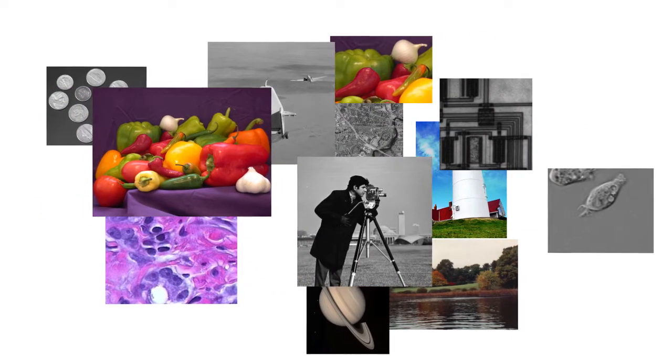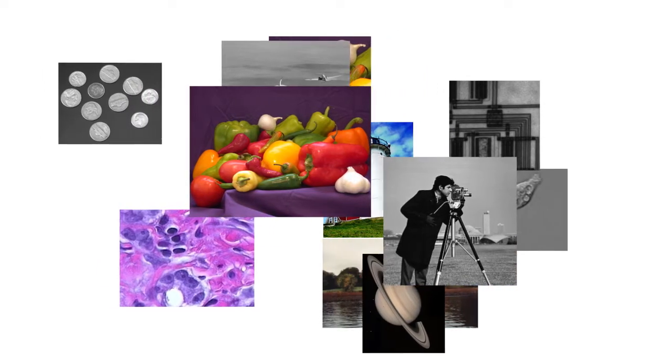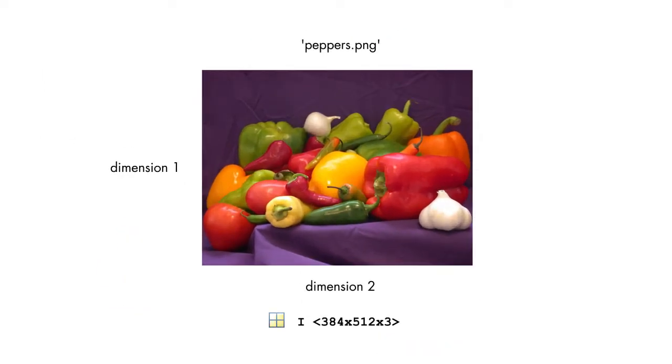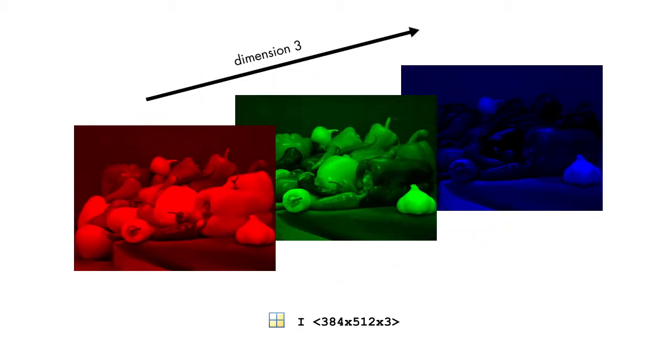Now, what about color images? Let's look at this example. Even though the picture is two-dimensional, a color image is stored as a three-dimensional array. This is because every pixel is made up of red, green, and blue intensities, also known as RGB values, which are used to define colors in digital images.